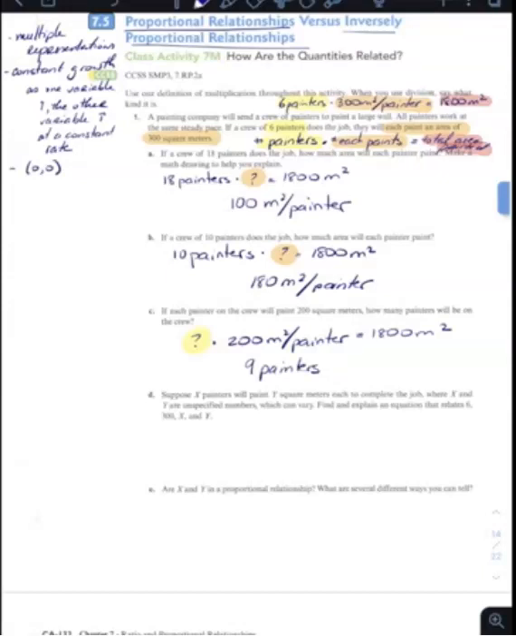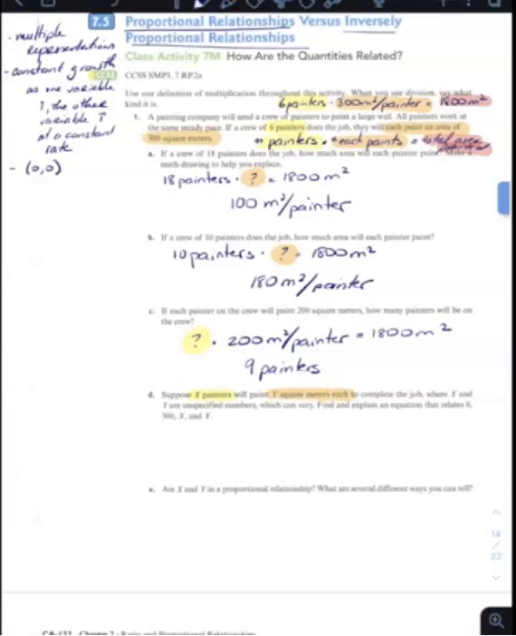Okay. So suppose X painters will paint Y square meters each to complete the job, where X and Y are unspecified numbers, which can vary. Find and explain the equation that relates X and Y. So what did we find here? So we are told that suppose X painters will paint Y square meters each, where X and Y are unspecified numbers.